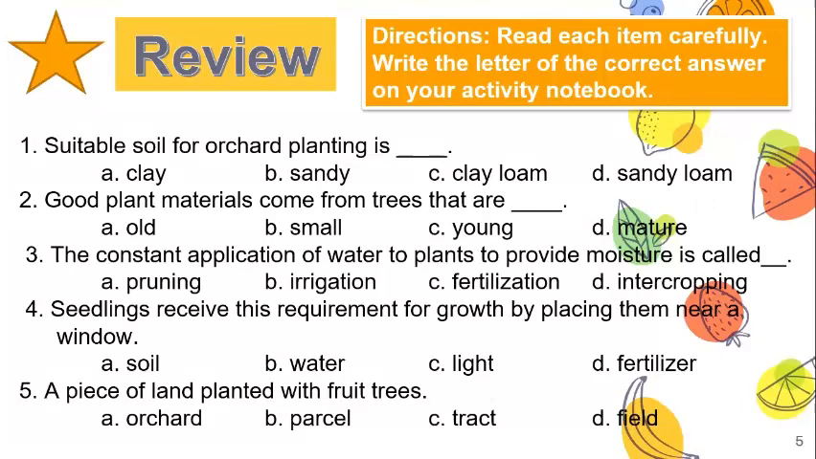Number 5. A piece of land planted with fruit trees. A. Orchard, B. Parcel, C. Truck, D. Field. Okay, done? Let's check. For number 1, the answer is D. Number 2, you have D. Number 3, that's irrigation. Number 4, light. And number 5, of course, orchard.